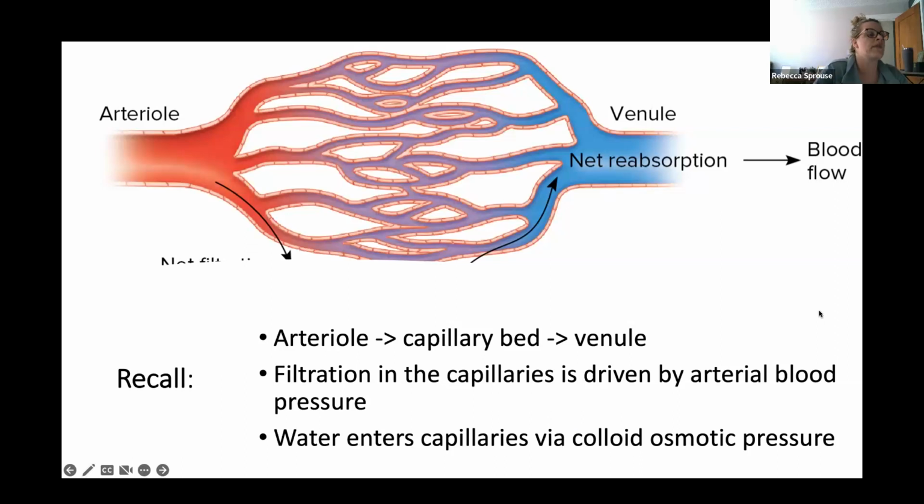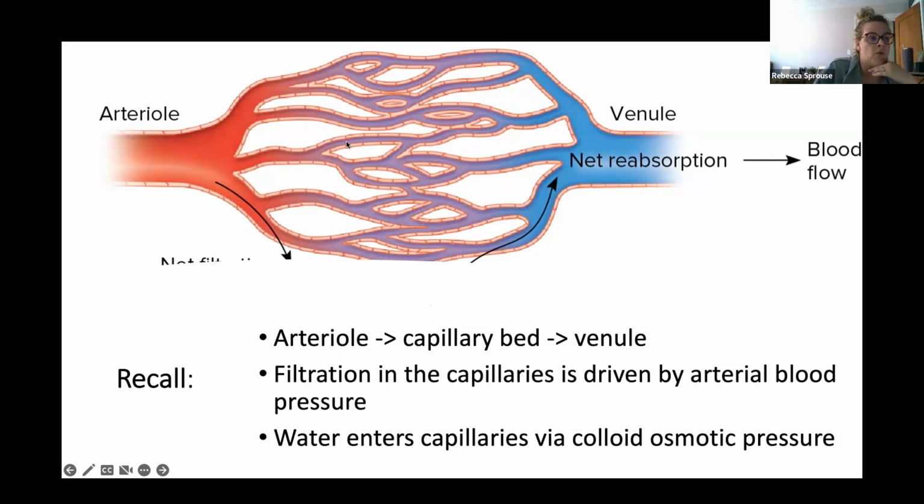So let's recall that in a capillary bed, blood enters an arteriole, goes into a capillary bed, and then exits via a venule. And so filtration, just like in our capillary beds that we talked about in the blood module, is driven by pressure, in this case, blood pressure. I also want to remind you that there's something called colloid osmotic pressure.